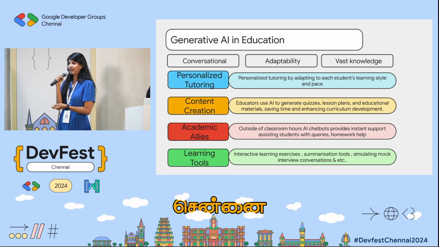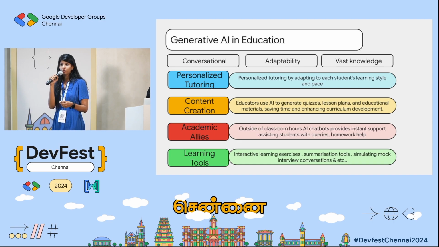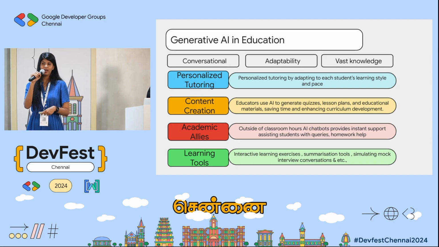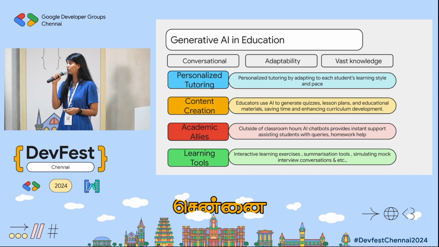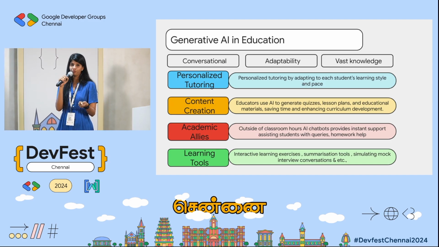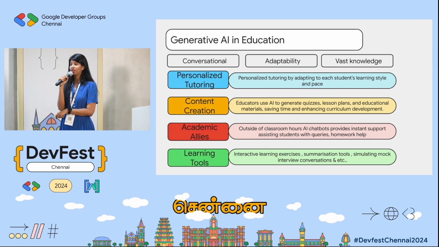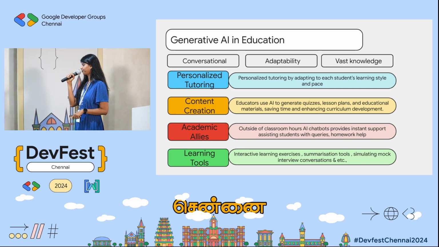And talking about the academic allies, right? No longer do you have to wait for your next classroom hour to get your doubts resolved. If you're preparing for your exam, or if you want some help in your homework, you can trust these large language models to get it resolved. So you now have 24/7 support on these systems, which was not available before.